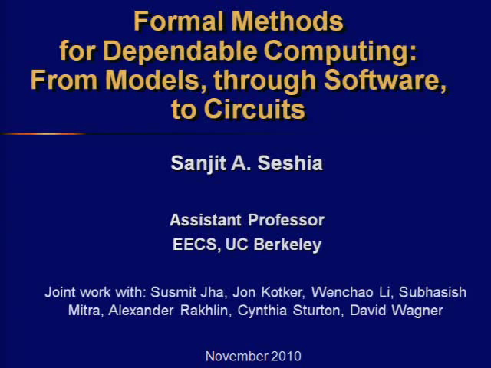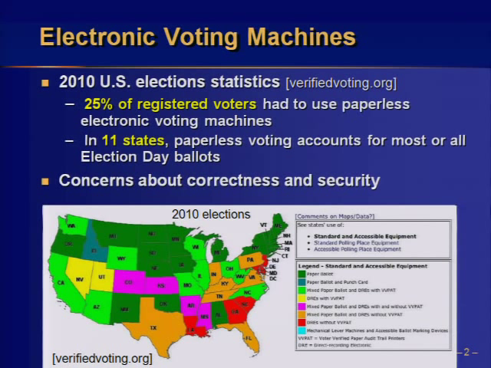So to start with, I want to give you a few instances of situations where we need dependable computing. Yesterday, for example, was election day, and a significant fraction of the U.S. electorate, about 25% of registered voters, had to use paperless electronic voting machines. This was in approximately 11 states in the country. As several of us are aware, there are significant concerns about electronic voting machines, in particular about correctness. Are there bugs that can cause things to go wrong? And also about security. Are there loopholes that can be exploited by malicious parties?